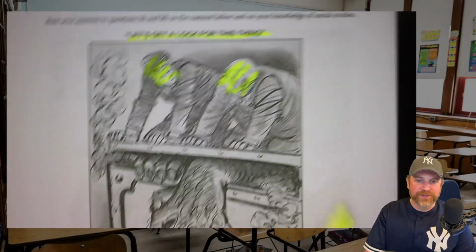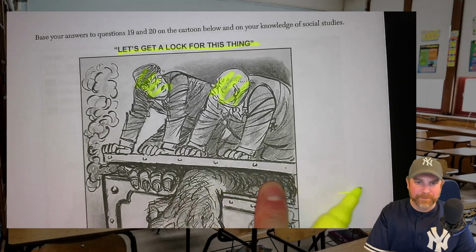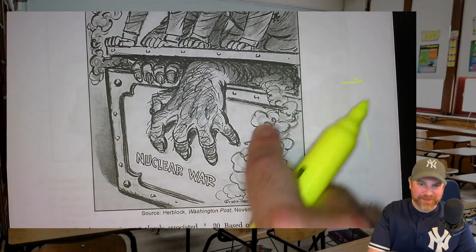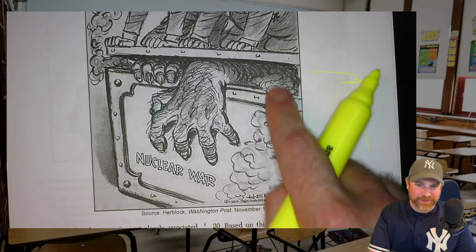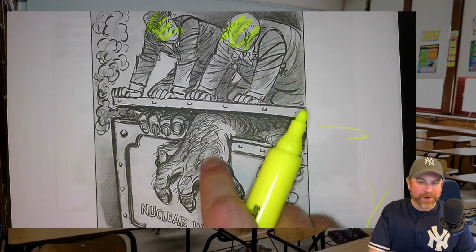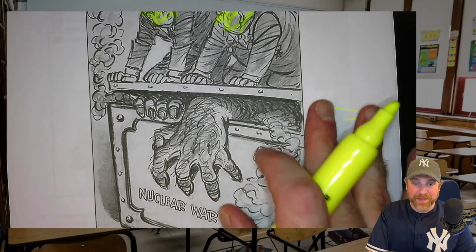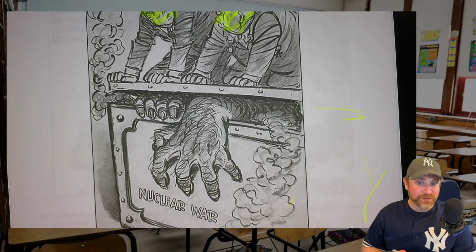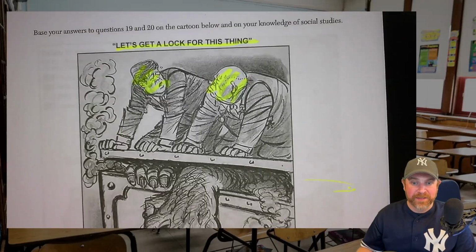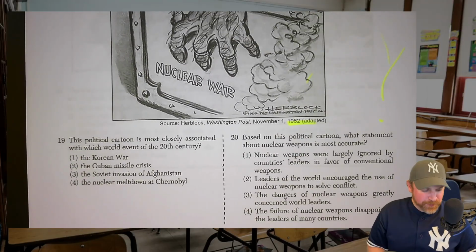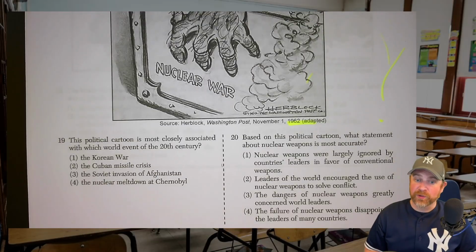So these two guys are looking to lock up something in a box here. What's that thing? Nuclear war. And this hand reaching out here kind of represents, I suppose, destruction. So they're trying to lock nuclear war in the box, I guess, like prevent it from happening, make sure that it never happens, put that technology away so no one ever uses it. I guess those are the themes of the political cartoon, right? So number 19 says, this political cartoon is most closely associated with which world event of the 20th century?